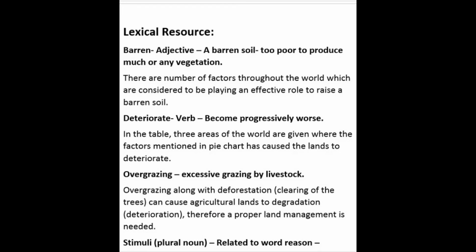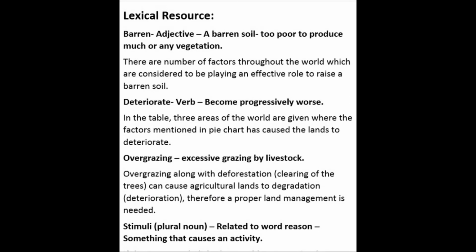So now let's move towards the lexical resource, and the first word we have used over here is barren. Barren is an adjective, so we always need to use it with a noun, and over here we use it with soil, a barren soil. The meaning of this is too poor to produce much or any vegetation. One more point, always try to remember a word by making a sentence. So you can see the sentence I produced underneath.